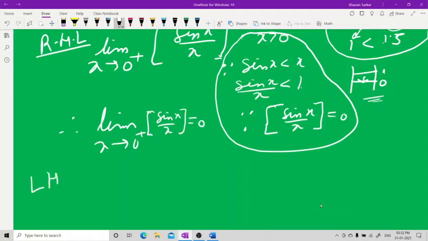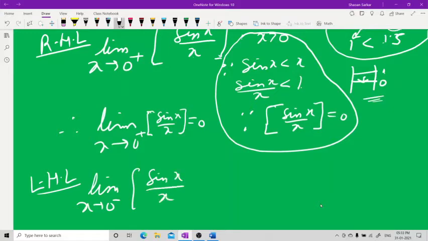Now let's take the left hand side. Left hand side means I'm talking about limit x tending to 0 minus of the greatest integer of sine x upon x. Now in this case, see. Suppose I take sine minus 90 and I take minus pi by 2. Sorry, this will become minus 1, and this will become minus 1.5. And this quantity is greater than this quantity. But there is a minus sign on both sides. Multiply with minus.